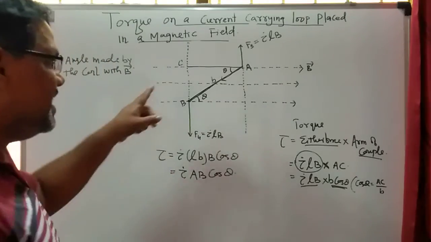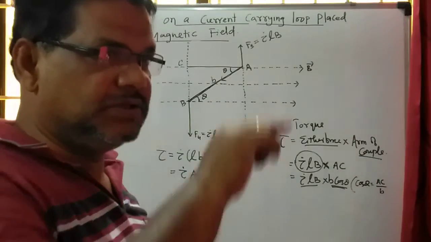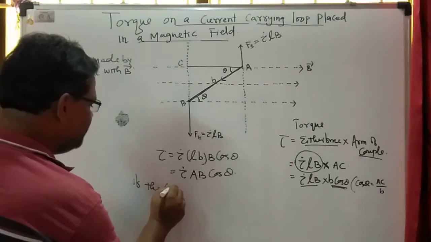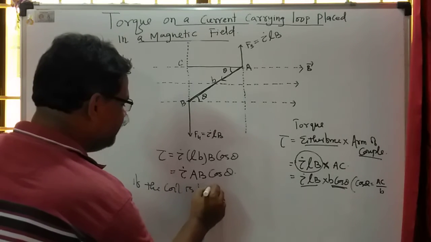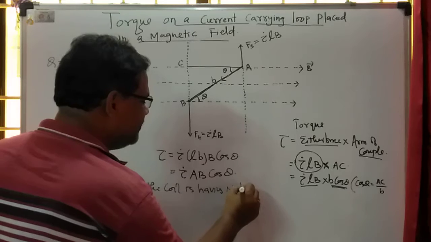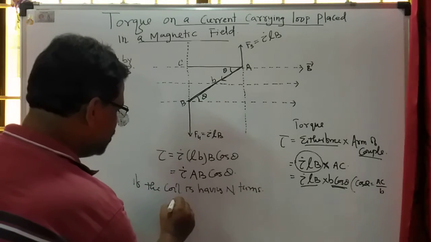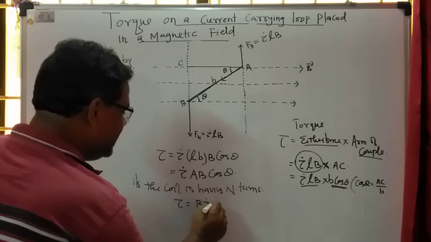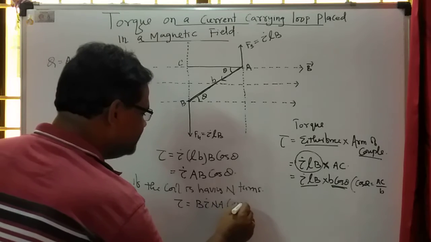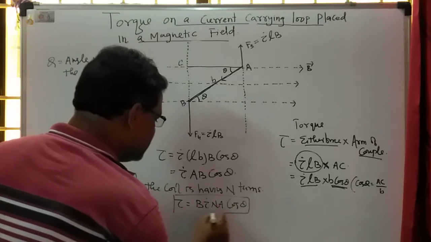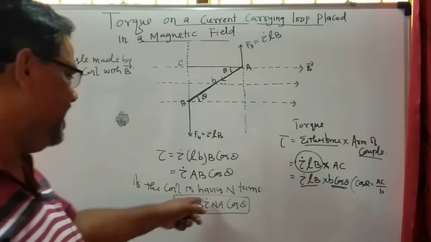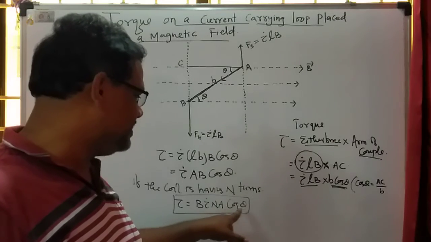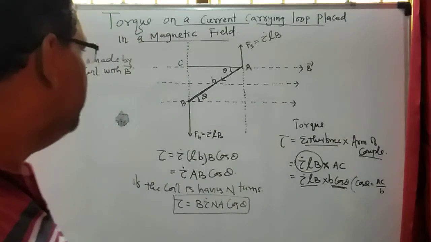Clear? If the coil has n number of turns, one turn, two turns, like that n turns, then n should be multiplied here. So I am writing BINA cos theta. The torque acting on the coil equals BINA cos theta. B is the magnetic field strength, I is the current, N is the number of turns, A is the area of the coil, and theta is the angle made by the coil with the magnetic field.